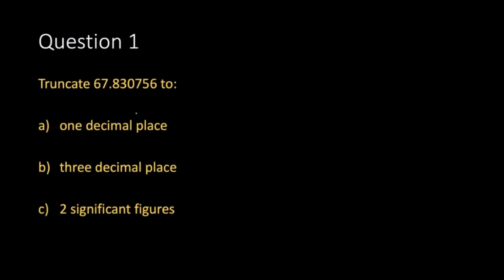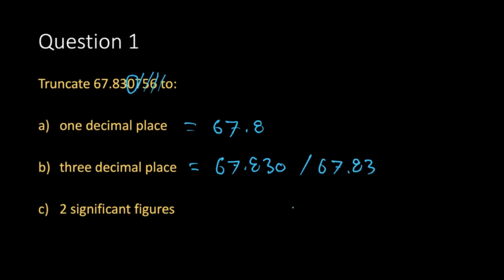Question 1. Truncate 63.830756 to the following units. So to one decimal place, again, you'd look at the first decimal place, which is 8, and then you get rid of the rest of the numbers. So this would give you 63.8. Now to 3 decimal places, you would look at the third decimal place, which is 0, and then you simply get rid of the rest of the numbers after, and that would give you 63.830 or 63.83.